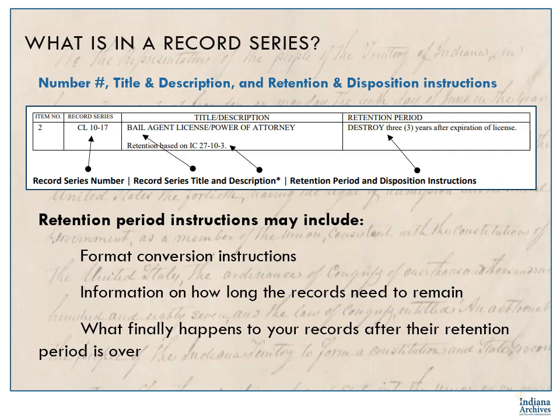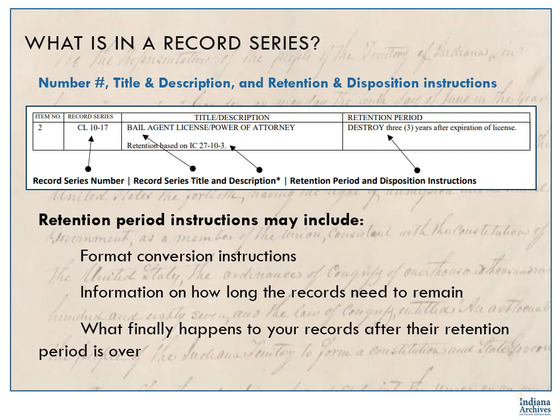For CL 10-17, the title and description are as follows. The title is Bail Agent License / Power of Attorney. The description is short here. It only contains the Indiana code which the retention is based on, but other record series may have more detailed descriptions. You'll also see the retention period or disposition instructions, which include destroy 3 years after expiration of license.